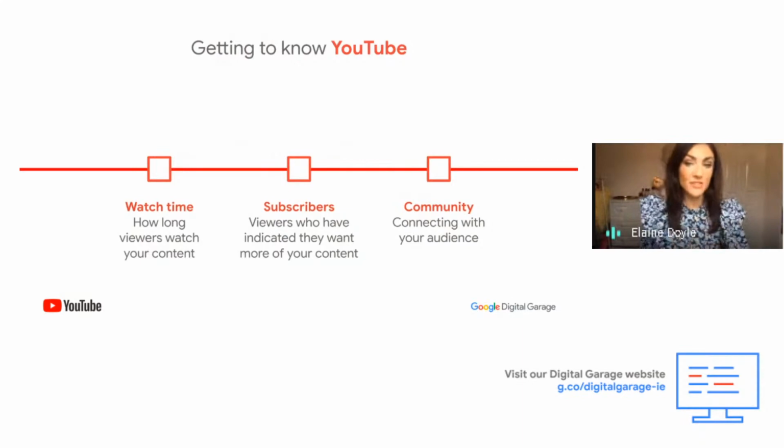Subscribers are viewers who've indicated that they want to see more of your content and click the subscribe button on your channel. Subscribers are critical to your success on YouTube because they tend to spend more time watching your channel than viewers who haven't subscribed. And if they have notifications turned on, they'll be alerted when you post something new. Asking your viewers to subscribe is a great call to action to use in your content.